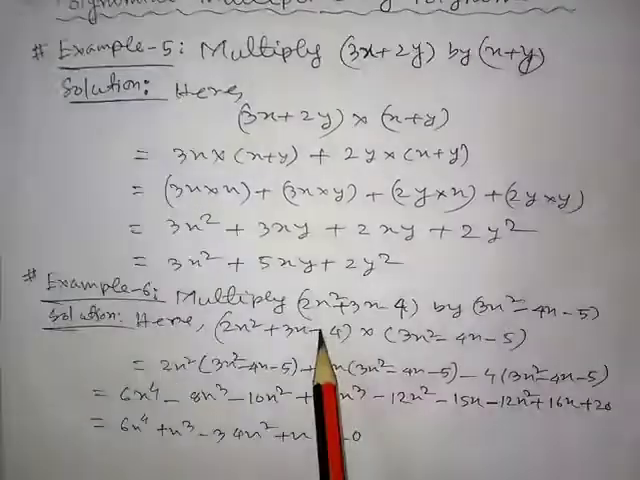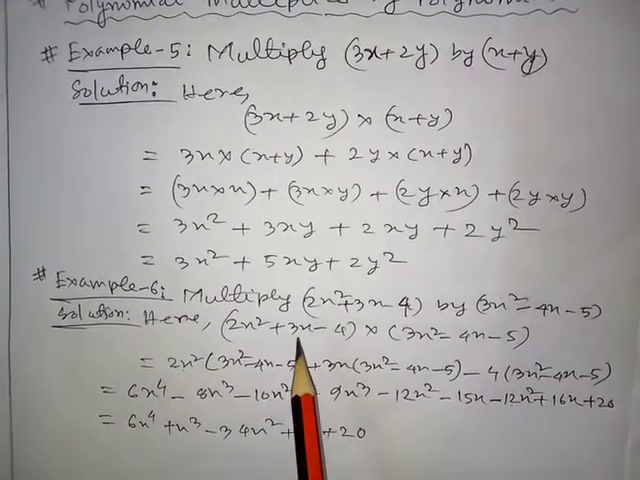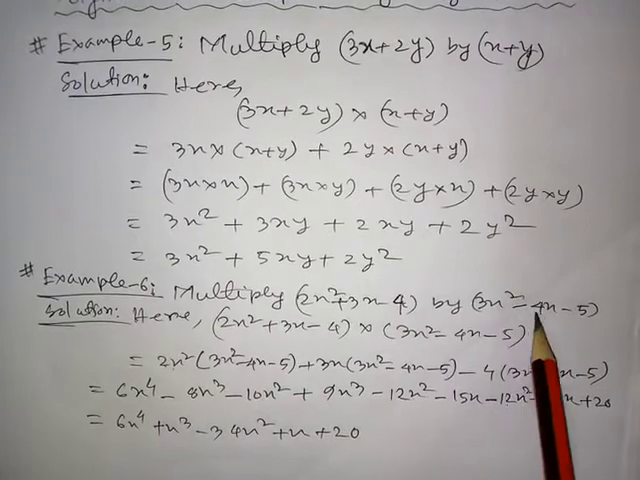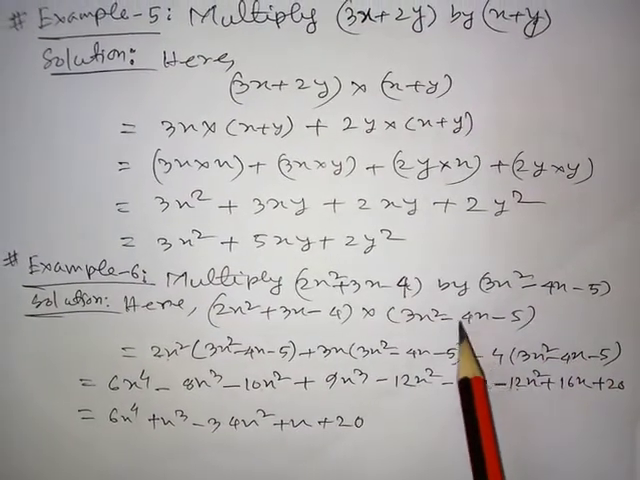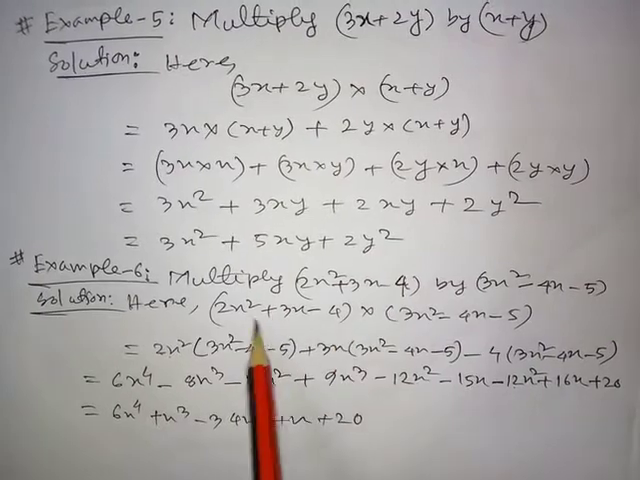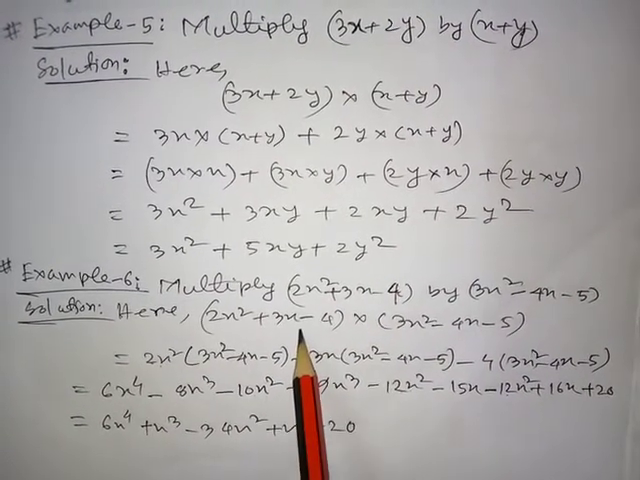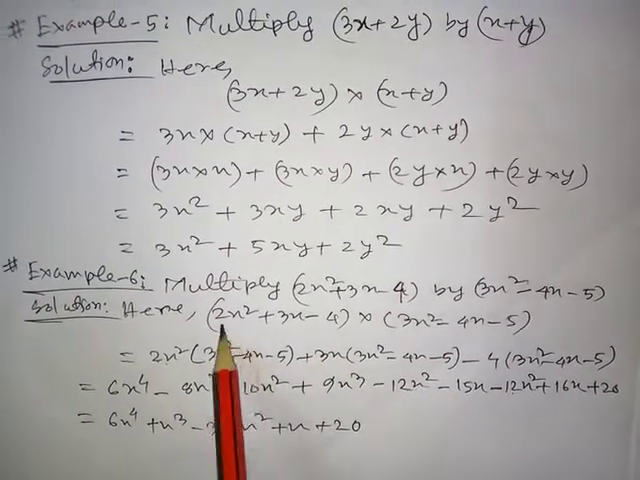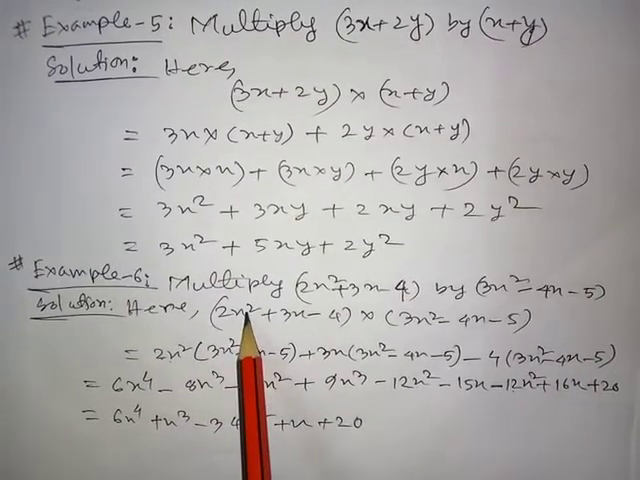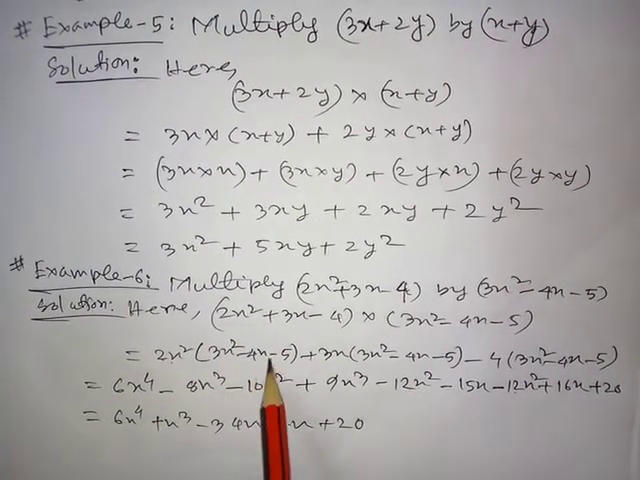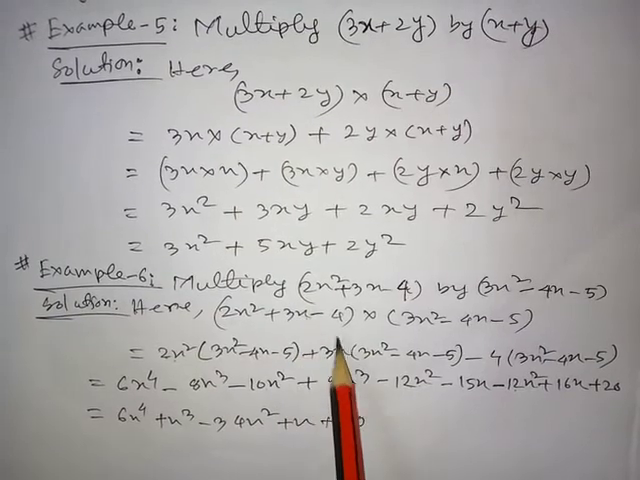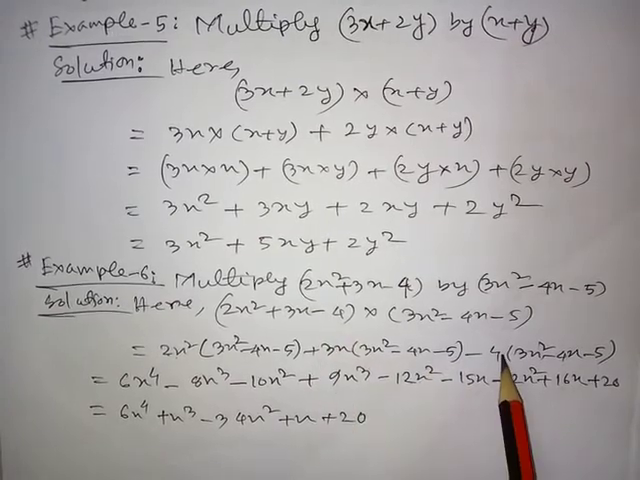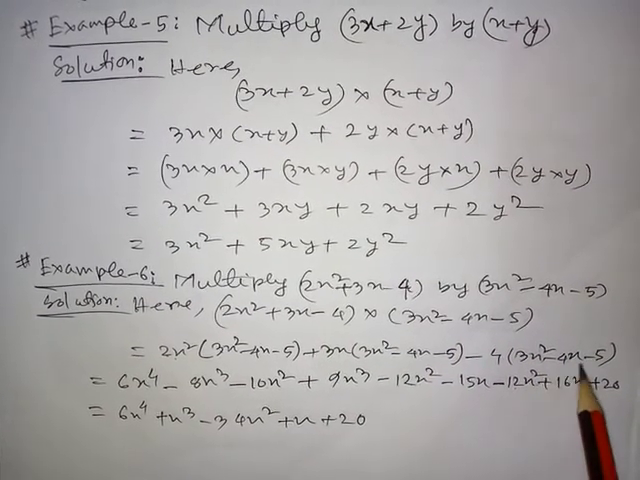So I'm going to give another example of multiplication of a polynomial by a polynomial: multiplying 2x square plus 3x minus 4 by 3x square minus 4x minus 5. Look how to multiply this polynomial by this polynomial. When you multiply this by this, this is the multiplicand and this is the multiplier. Now fix one part, then multiply by the other part. So I am going to fix this: 2x square multiplied by the whole of 3x square minus 4x minus 5. Then fix 3x and multiply by the whole of 3x square minus 4x minus 5. Then fix minus 4 and multiply by the whole of 3x square minus 4x minus 5.